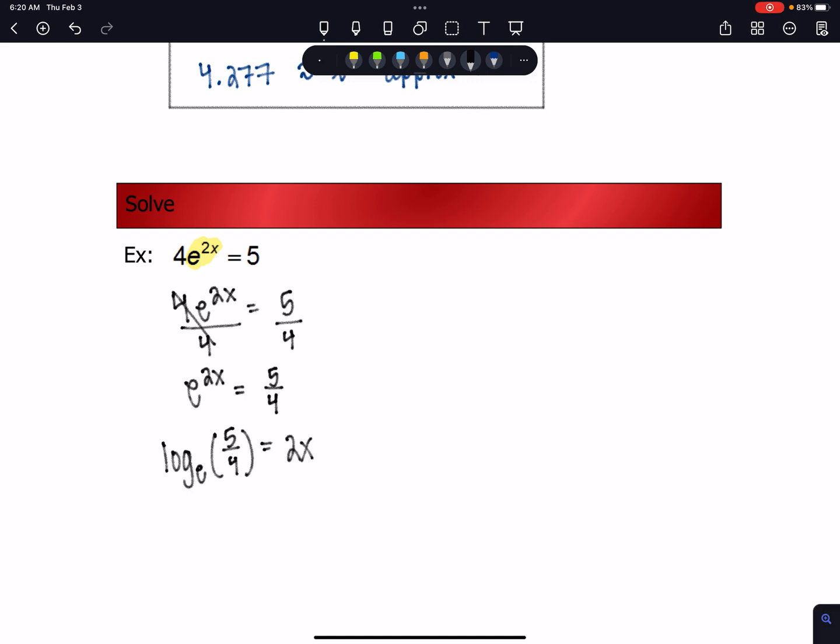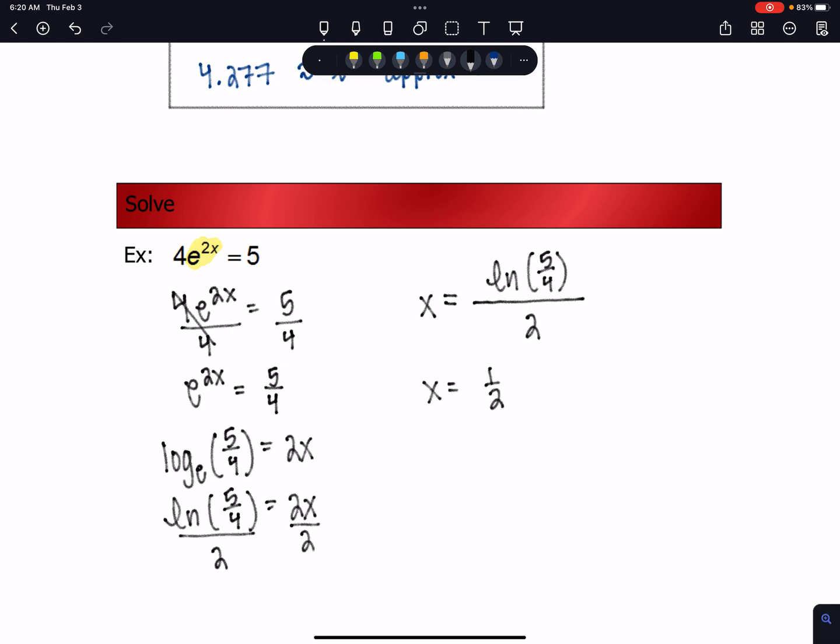This may be a different way of solving for some of you, but this is a really good tool to have, so I'm going to continue to show you this process. Log base e is the same thing as the natural log. So I've got the natural log of 5/4 equals 2x, but we want 1x, so I'm going to have to divide both sides by 2. And our exact answer is x equals the natural log of 5/4, the argument, all divided by 2. Or it might be a little cleaner to say 1/2 times the natural log of 5/4.